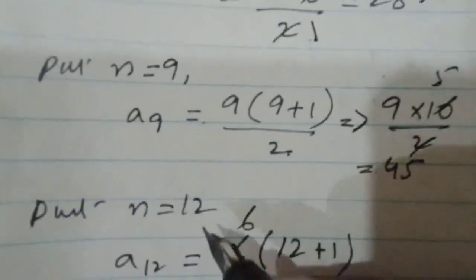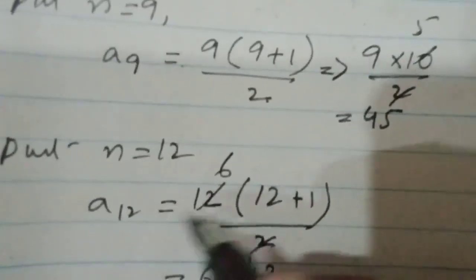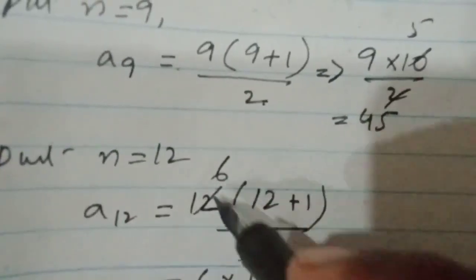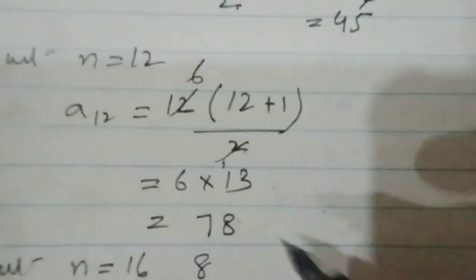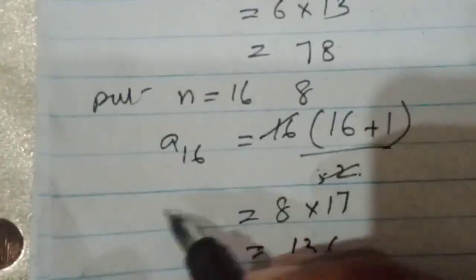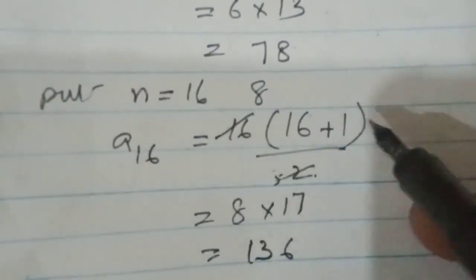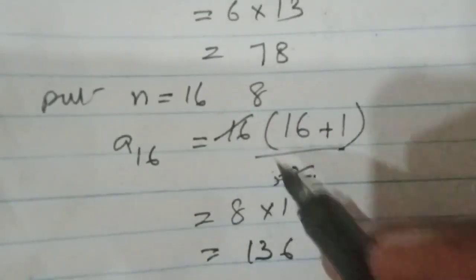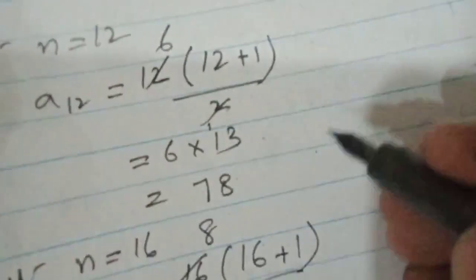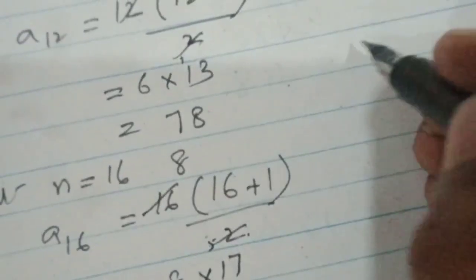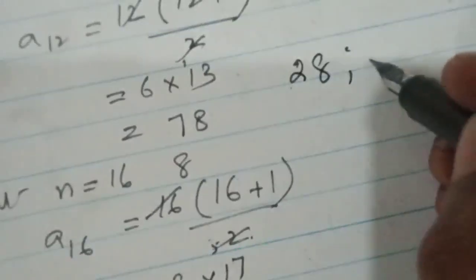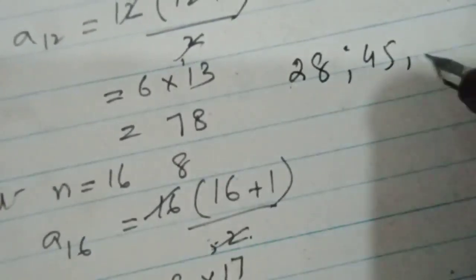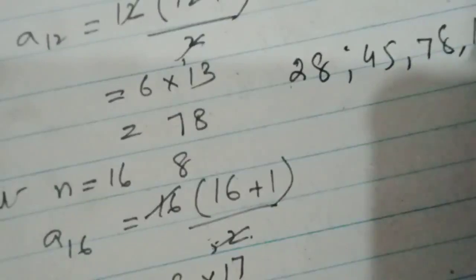Now put n is equal to 12. 12 times (12 plus 1) upon 2, you can cancel 12 to 6, and 6 multiplied by 13, you have the answer 78. Now a16, 16 times (16 plus 1) upon 2, 2 8s are 16, 8 multiplied by 17 is 136. So our numbers are a7 is 28, a9 is 45, 78 and 136.